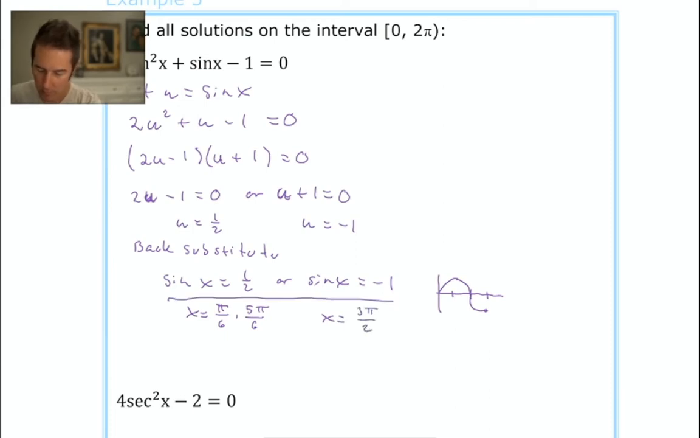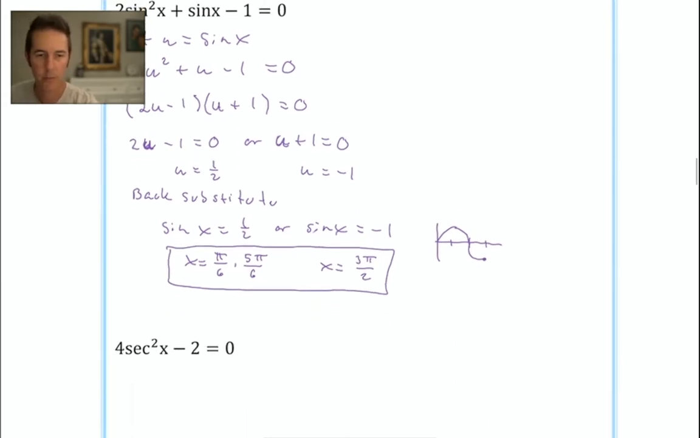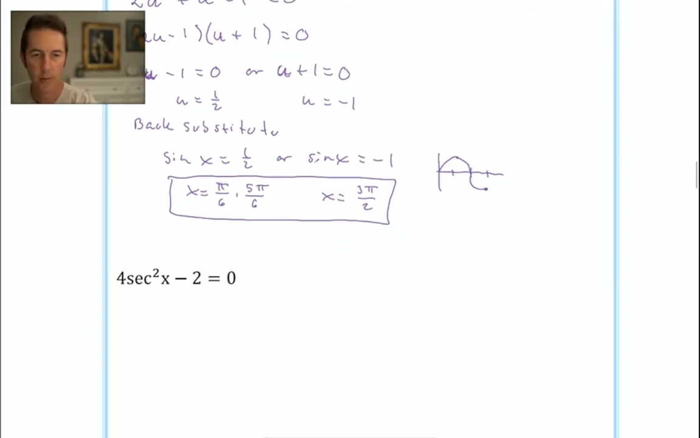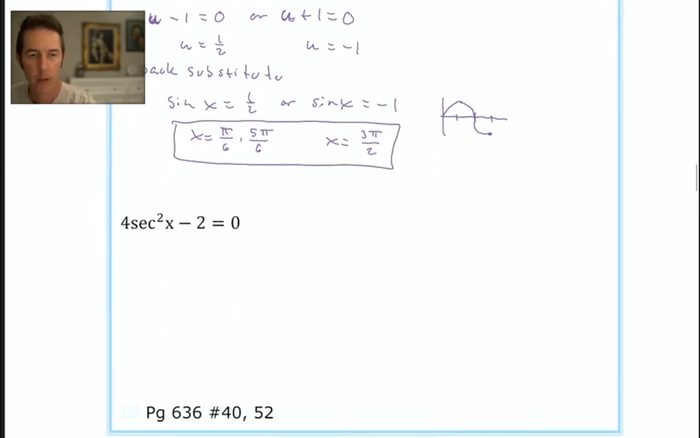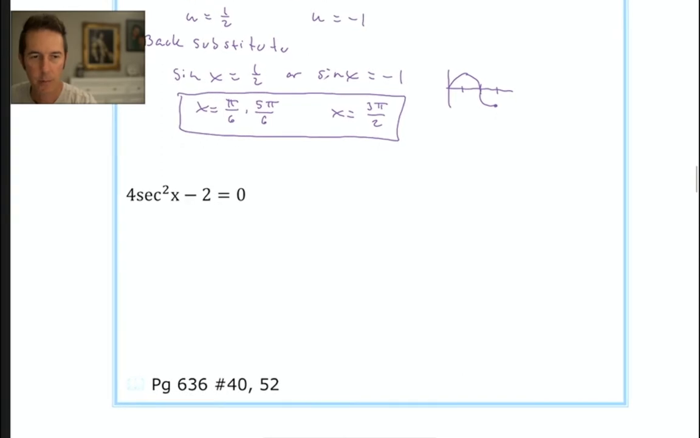And these are my 3 solutions that I would type in separated by commas. I probably don't have to put the x equals. I probably don't have to put them in set braces. Just type them in. This next equation, I'm trying to pick up the pace a little bit.